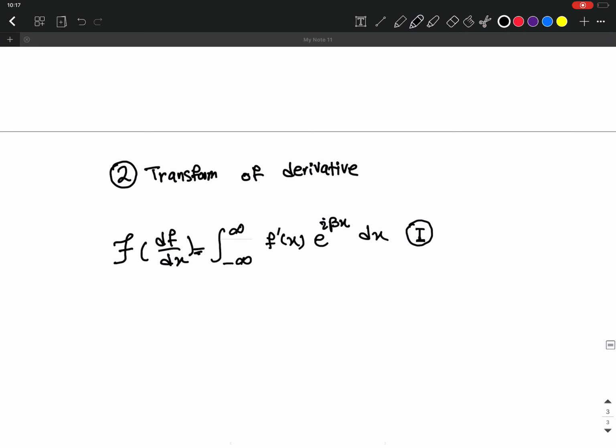Okay. And now I want to use a trick, an interesting trick here, and you can use this too in other types of problems. So what is the integral of this formula? If I say d over dx of f of x e to the i beta x dx, what is it? Just think about it.